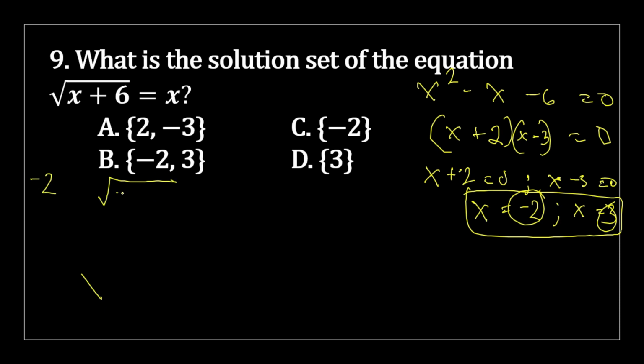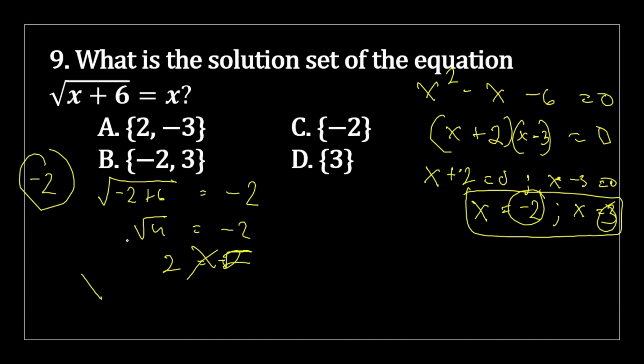So negative 2 plus 6 is equal to 4, where negative 2 is the value for x. The square root of 4 is equal to negative 2? The square root of 4 is 2, which is not equal to negative 2. So this is not correct. So negative 2 is an extraneous solution, meaning it is good for the transformed equation, but not for the original equation.